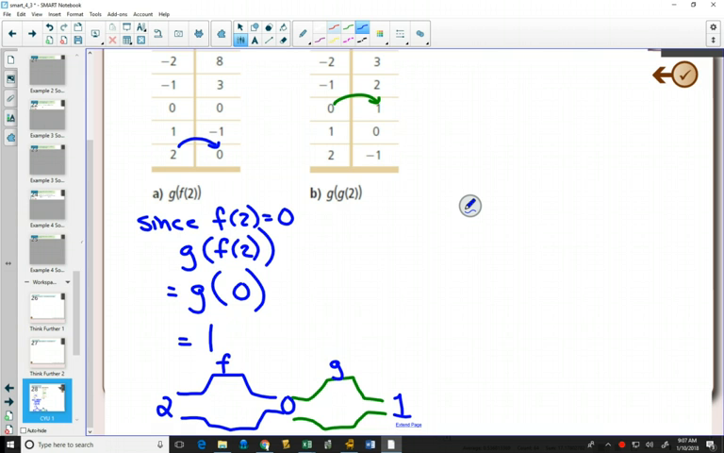Now that we've gone through that example, try the second one and check with the person on your left.